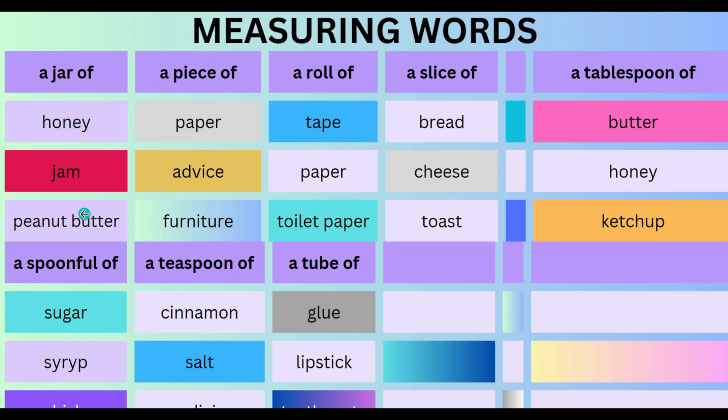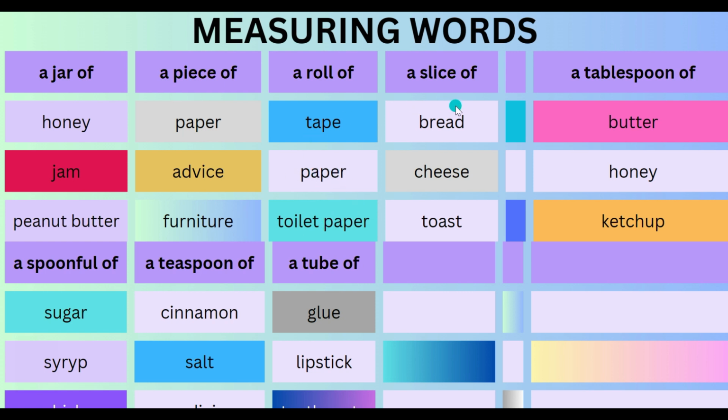Already we have seen how to say a glass of, a bowl of, a bottle of. Similarly, a jar of honey. Honey is kept in a jar, so we say a jar of honey, a jar of jam, a jar of peanut butter. A piece of paper, a piece of advice, a piece of furniture. A roll of tape. So these things are rolls. You can see tape, paper, toilet paper, etc. in rolls. So we say a roll of paper, a roll of tape, a roll of toilet paper, so on. If it's only a single sheet, we say a piece of paper.